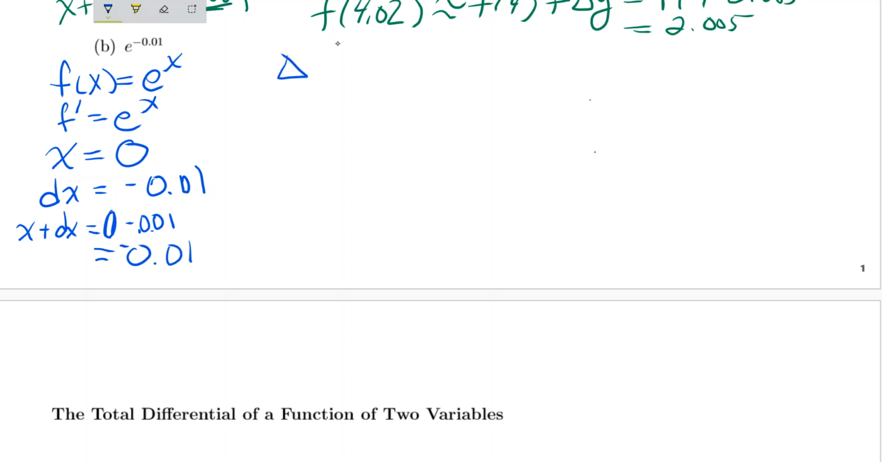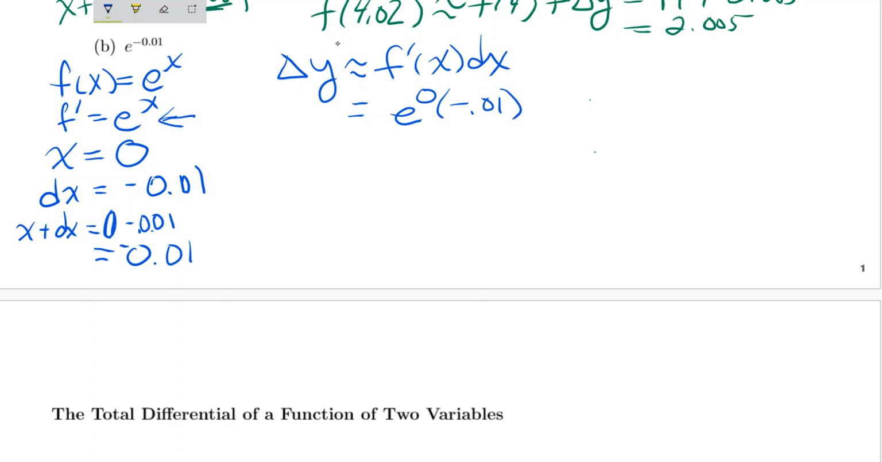Here we go. Now I need my delta y, which is going to be f prime of my value times my dx, approximately. So that's going to be e to the 0 times negative 0.01, and it's that because my derivative is e to the x, which hopefully you remember anything to the 0 power is 1, so this is just negative 0.01. Good times.